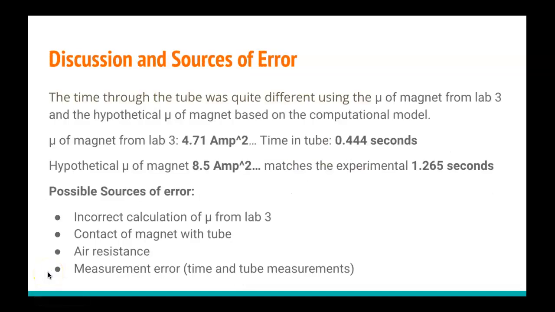The time through the tube was quite different using the mu of the magnet from Lab 3 and the hypothetical mu of the magnet based on the computational model. Again, the difference in the mu was 4.71 amps squared and 8.5 amps squared. Some possible sources of error are the incorrect calculation of mu from Lab 3, contact of the magnet with the tube, air resistance, which we agreed was negligible, and the measurement error of both the time and tube measurements.